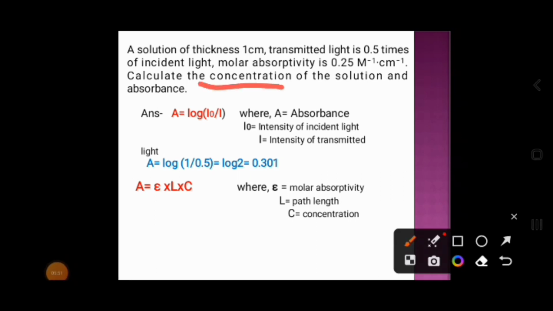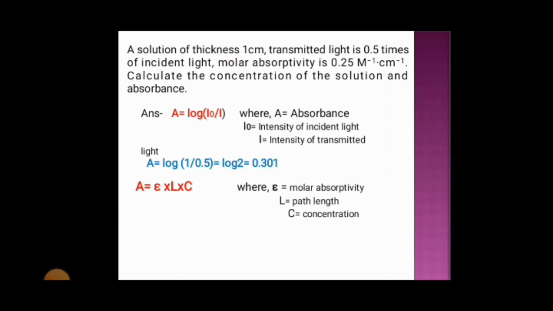Now we have to calculate the concentration. We have the absorbance value. Also the thickness of the sample solution and the molar absorptivity are mentioned. So absorbance A is equal to epsilon into L into C, where L is the path length and C is the concentration. By putting these values, C is equal to A by epsilon into L, and the answer will be 1.204 mole.